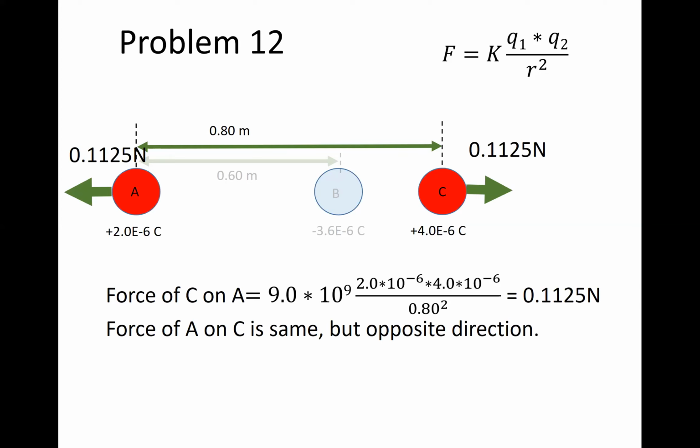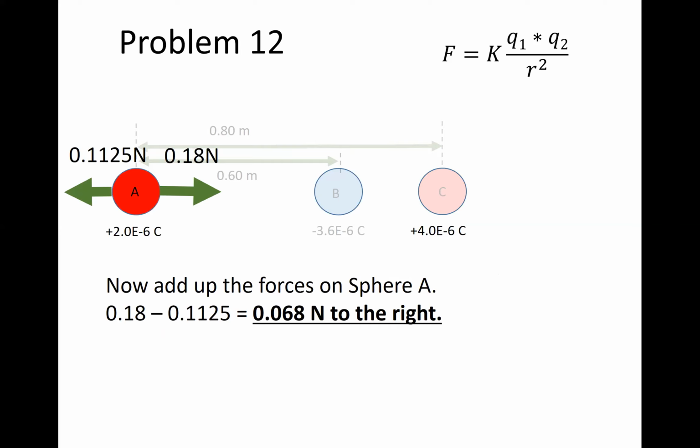Okay, now I've taken care of all the pairs. Now I have to focus in just on sphere A all by itself. Those are the two forces acting on sphere A. I've got 0.1125 newtons to the left and 0.18 newtons to the right. Add them up, and I get 0.068 newtons to the right. So Yasin, does that answer your question? Or anybody else? I'll pause while you type in something.